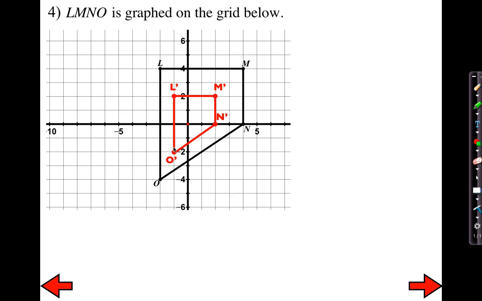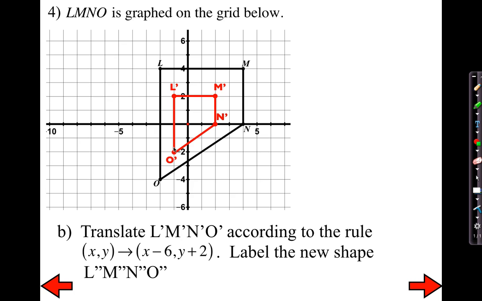Next question is now asking us to translate what we just created, L prime, M prime, N prime, O prime, according to the rule (x, y) gives you (x minus 6, y plus 2), and label the new shape L double prime, M double prime, N double prime, O double prime. First, let's understand x minus 6 means to move it. The x-axis moves from left to right. So this means we're going to move it to the left 6 units. So let's do that. We're going to take this and move it 6 units to the left.